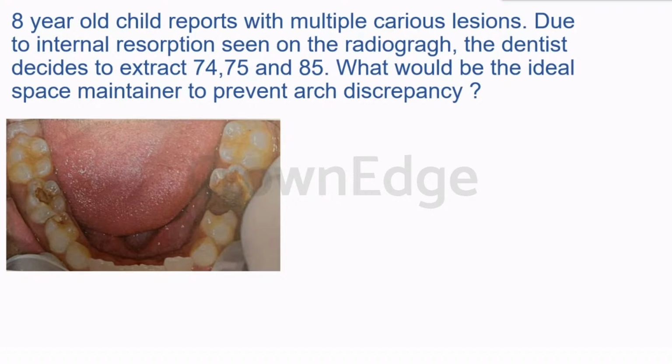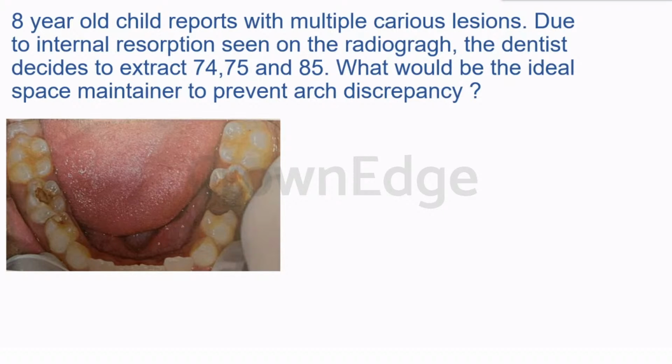An 8-year-old child reports with multiple carious lesions. Due to the internal resorption seen on the radiograph, the dentist decides to extract 7.4, 7.5 and what would be the ideal space maintainer to prevent arch discrepancy?